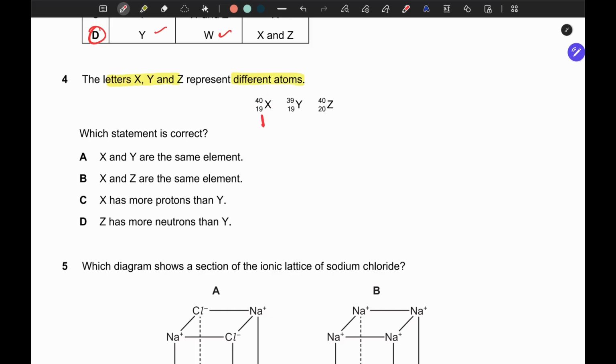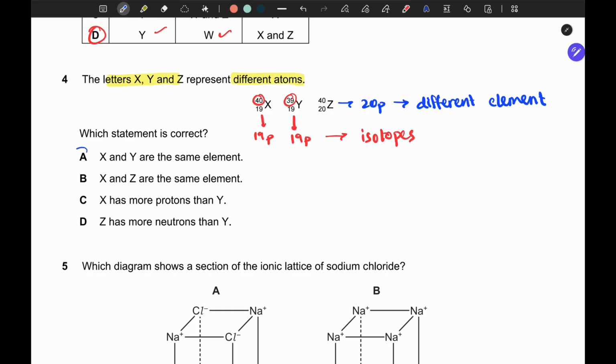So we can see that X has 19 protons, Y has 19 protons, but their mass numbers are different, or the nucleon numbers are different. That indicates that these are isotopes, because they are the same proton number but different mass number. Z, on the other hand, has 20 protons, so that's completely different from the other two, so different element. So now if you look at our options or in the question itself, which statement is correct? So since we already figured out that X and Y are isotopes, that definitely means that the first one is correct. X and Y are the same element.